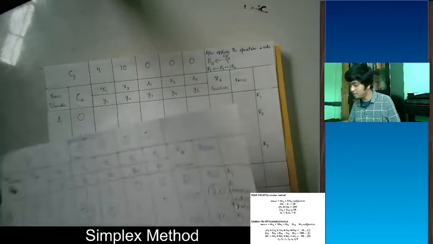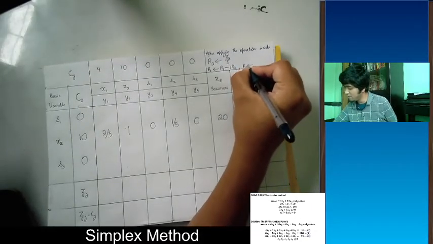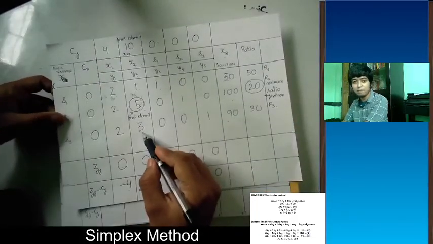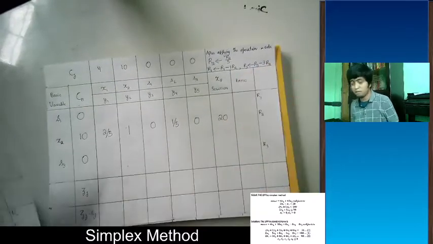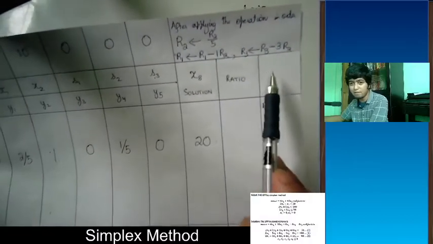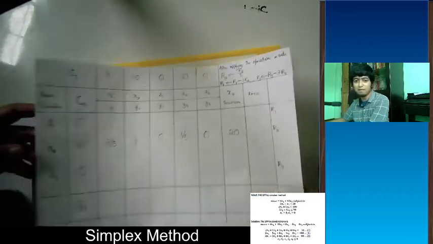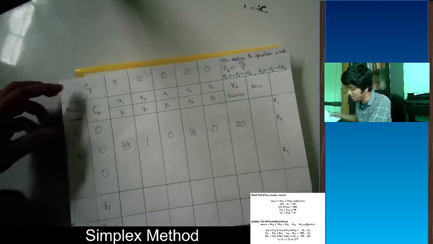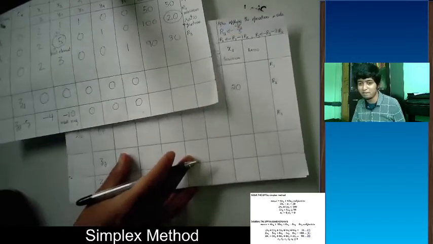Similarly, we will change R3. R3 will change to R3 minus this element over here, which is 3, times R2. So if you notice here, we are using the row R2 to change R3. Now comes the tricky part. This is actually where most of you will make mistakes because it involves a lot of calculation.